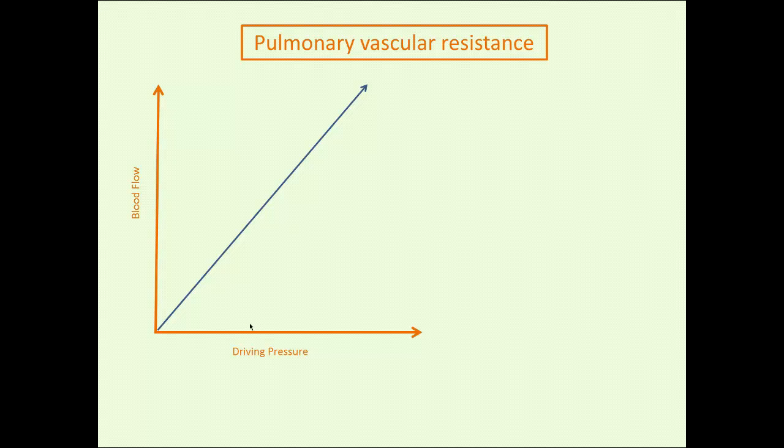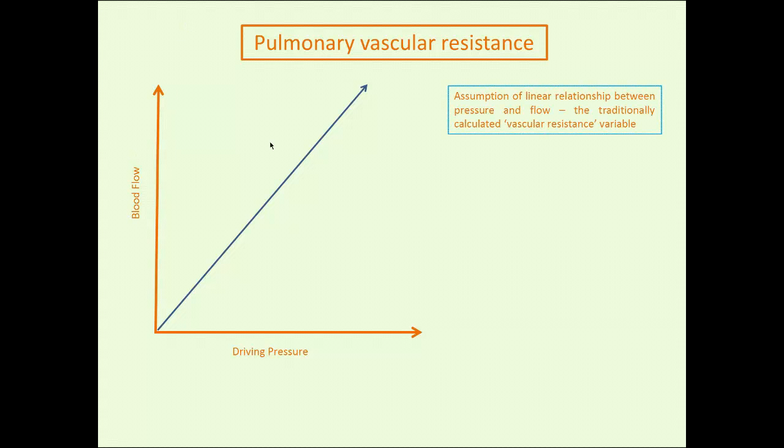Pulmonary vascular resistance: this is the driving pressure across the pulmonary vascular circuit, so this is your mean pulmonary pressure less your wedge pressure. This is your pulmonary blood flow, or the thermodilution cardiac output, however you want to obtain it. So this is the assumption of a linear relationship between pressure and flow. This would be a decreased vascular resistance.